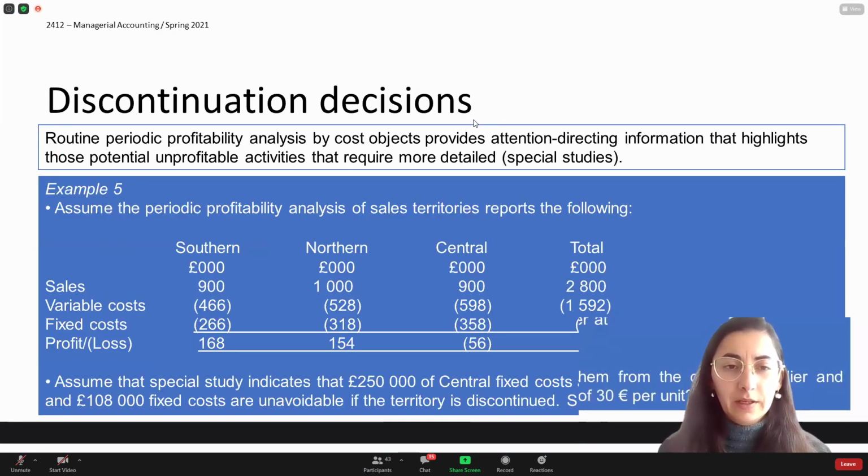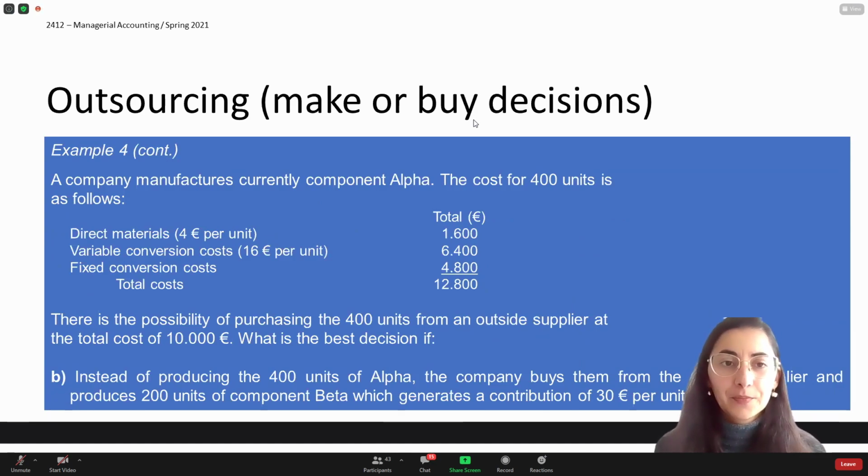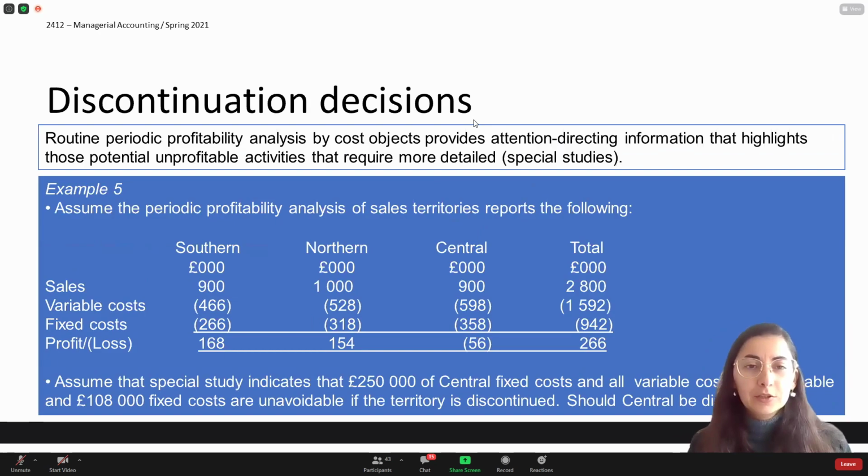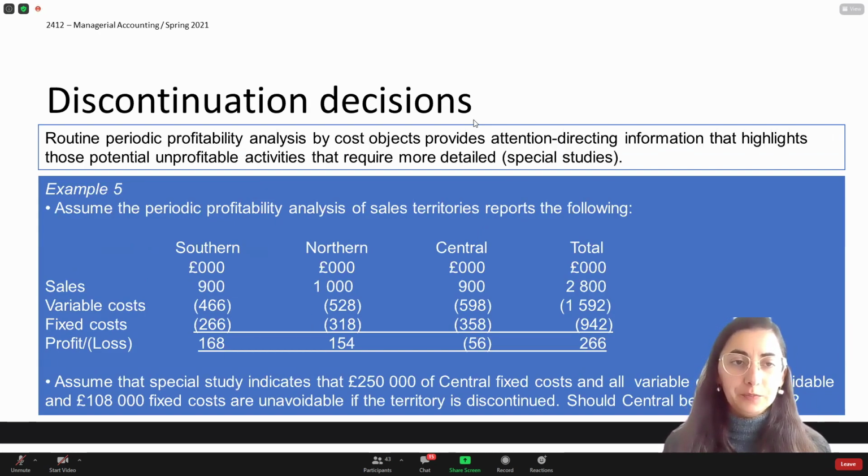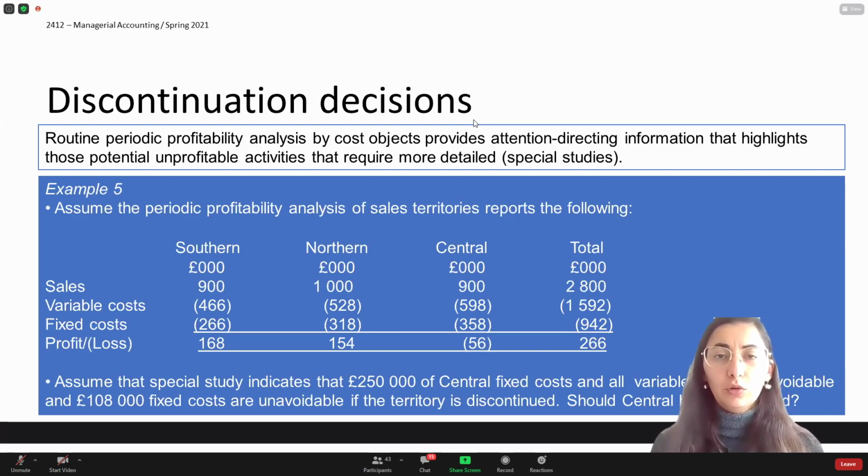More questions? Any more questions here? No? So let's move to the next example. So now we have a discontinuation decision. So companies, they will look at different business units and they will try to see what is the profitability of each business unit, each product, and they will want to see if something is unprofitable, maybe they will discontinue. Okay? So those activities that are not profitable, that bring a loss to the company, they should be discontinued in order not to harm further the profitability of the total business.